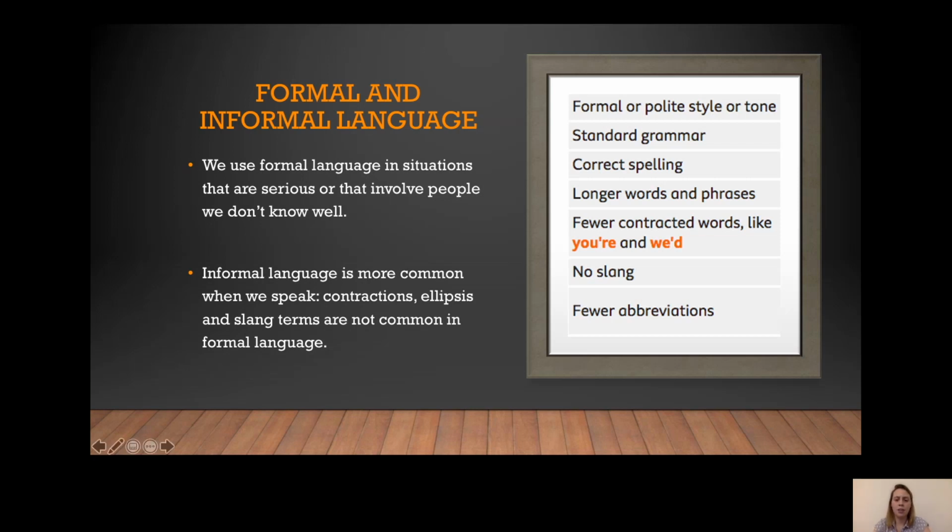Within that, we can use really powerful language, but we're going to see some examples in a moment of language that would be considered impolite or rude.